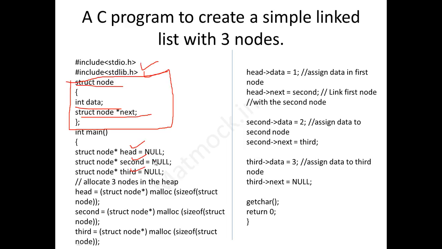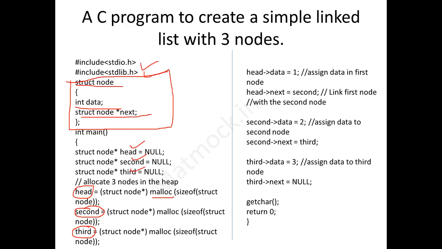After that we will allocate some memory to each pointer. The first pointer is the head pointer, the name of the second pointer is second, and the name of the third pointer is third. So these are the 3 pointers. I will allocate memory. How to allocate memory? In the previous slide we have seen, by using the malloc function. The malloc function will require the size.